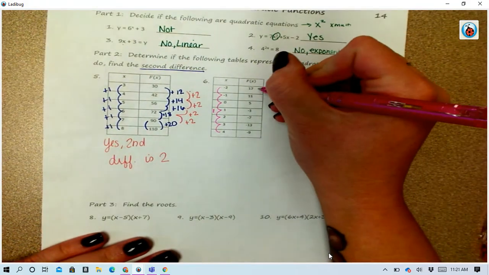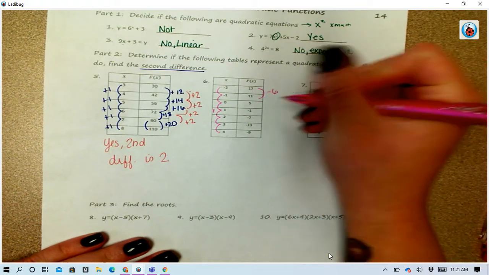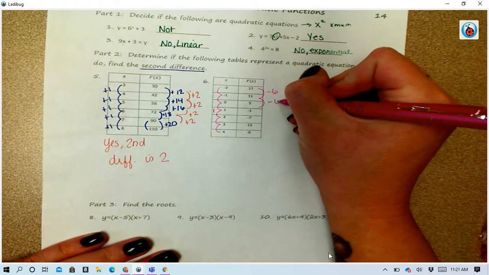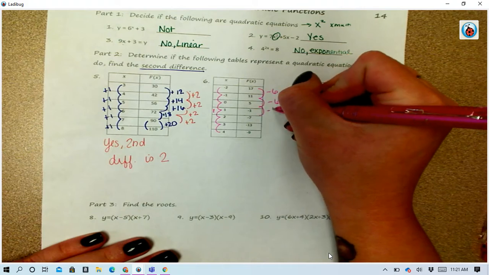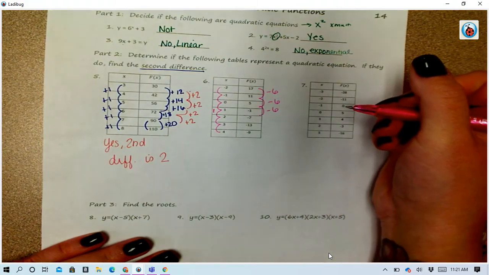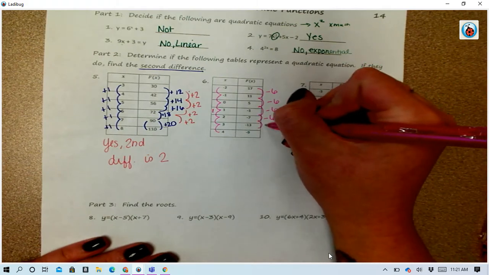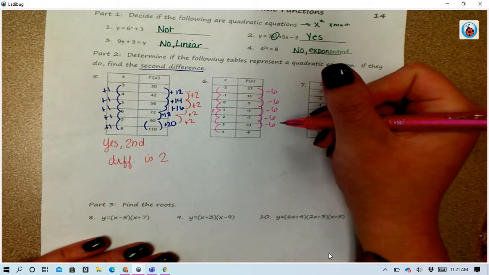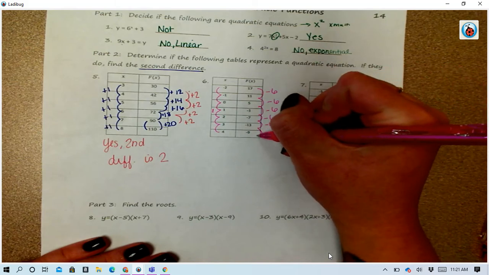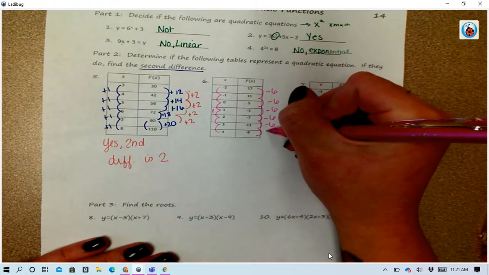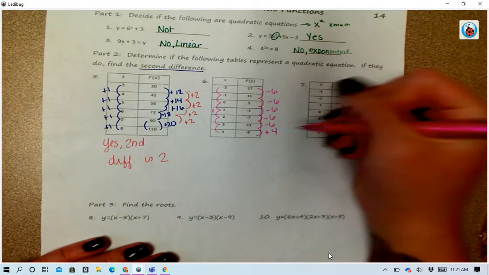So from 17 to 11, it goes down by 6. 11 to 5, it goes down by 6. 5 to negative 1, down by 6. Negative 1 to negative 7, down by 6. Negative 7 to negative 13, down by 6. Negative 13 to negative 9, that goes up by 4.